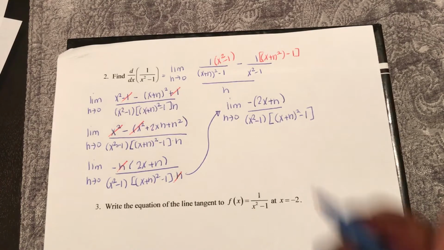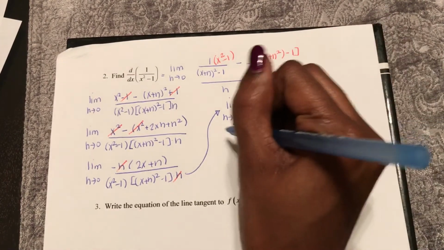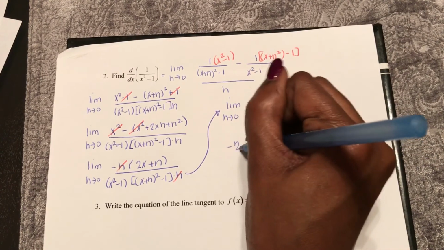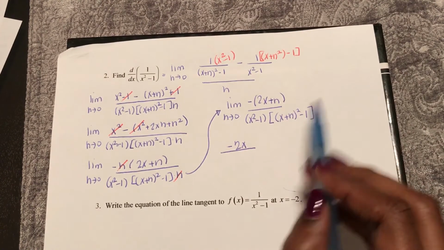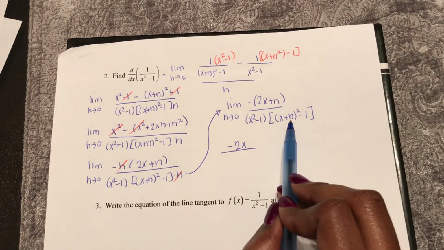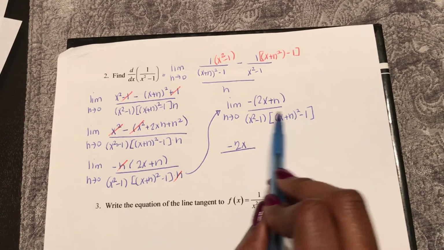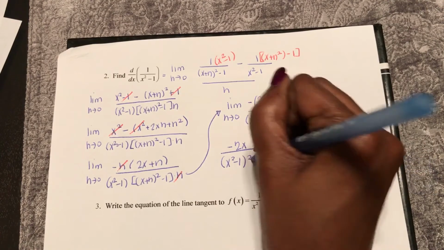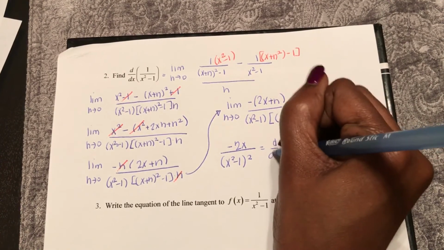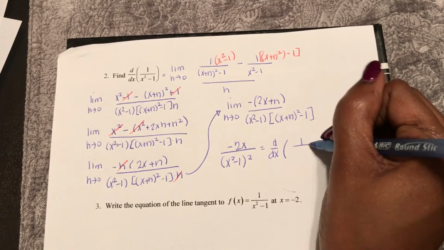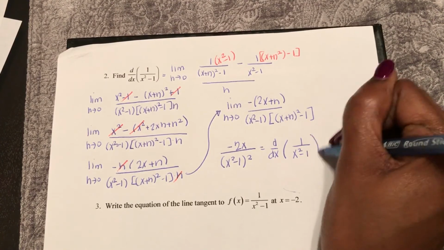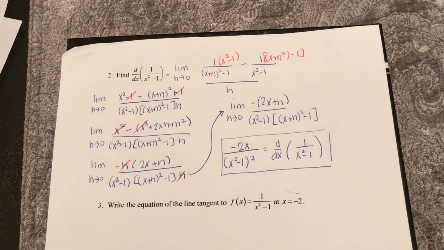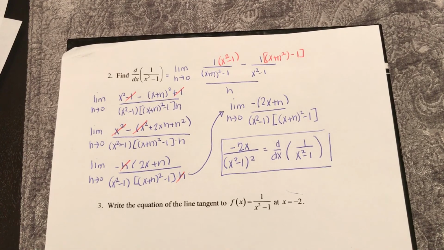So as h goes to 0, my numerator becomes negative 2x. And my denominator, if h is 0, is x squared minus 1 multiplied by x squared minus 1, x squared minus 1 squared, which is the derivative with respect to x of our original function. So our properties of limits come up quite a bit.